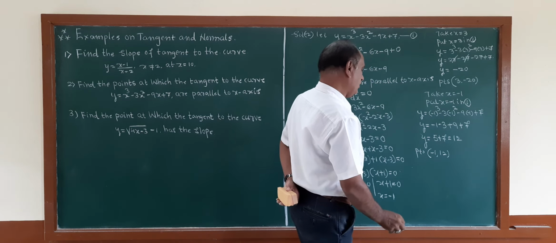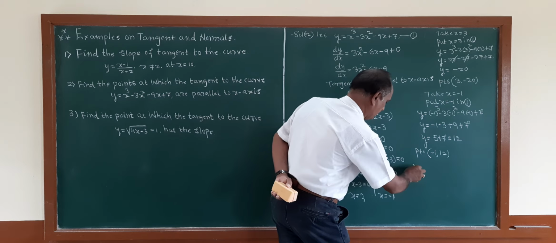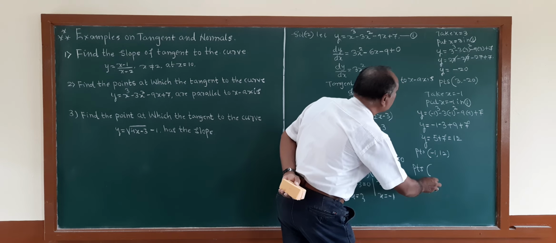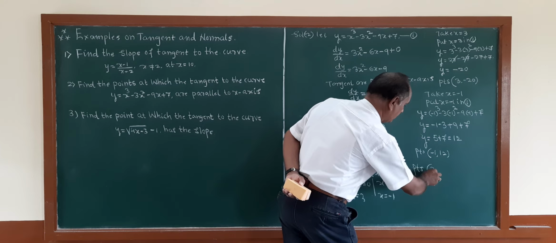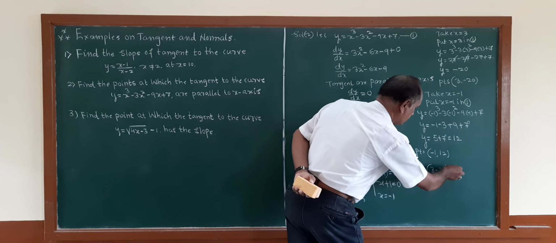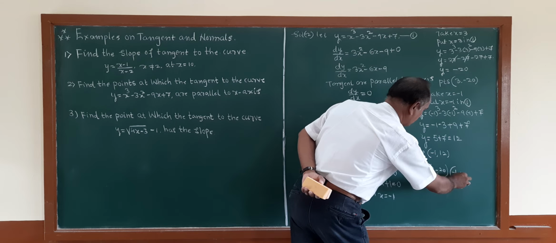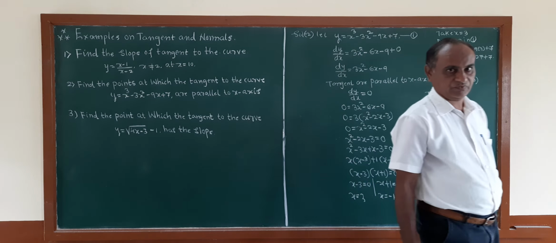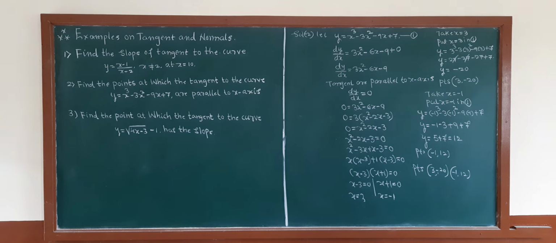Therefore, at the end, the points on the curve are: first point 3 and minus 20, second point minus 1 and 12. So these are the points on the curve. Okay, and then come to the third example.